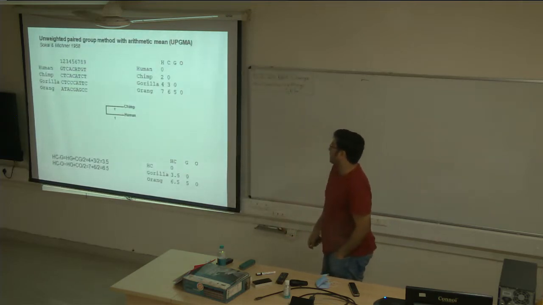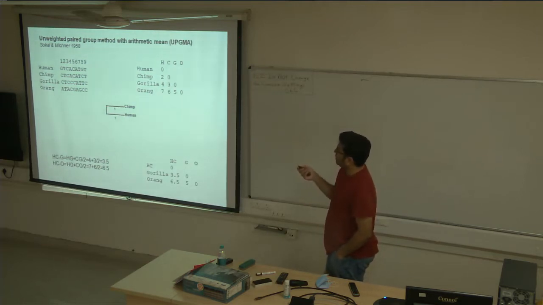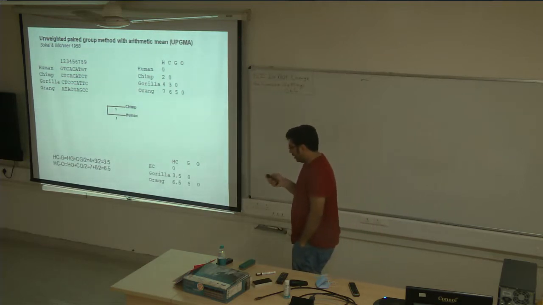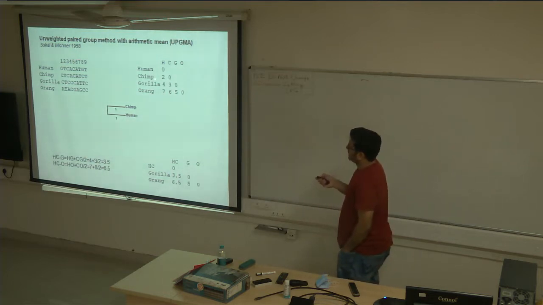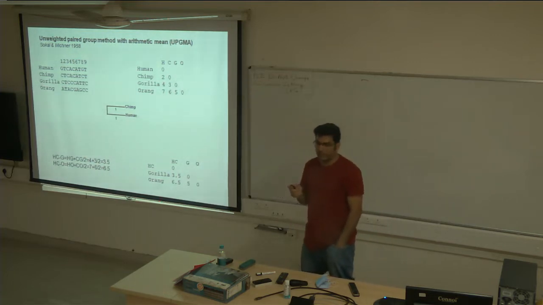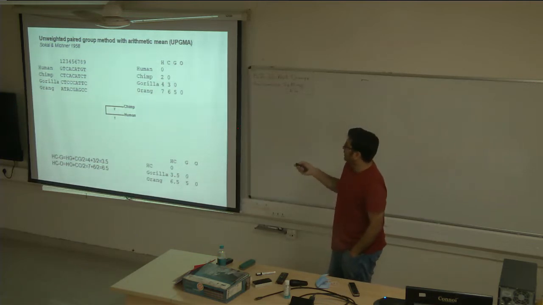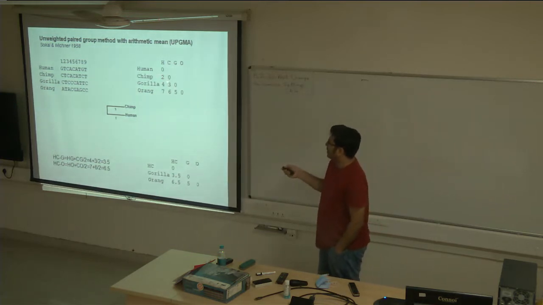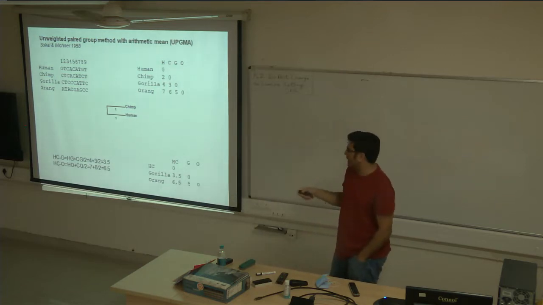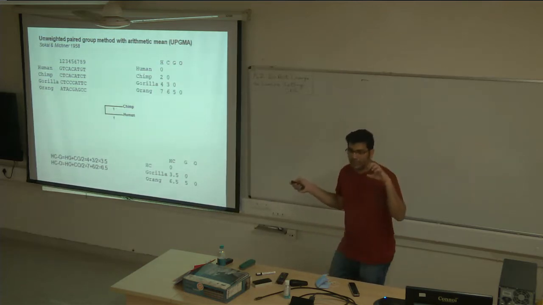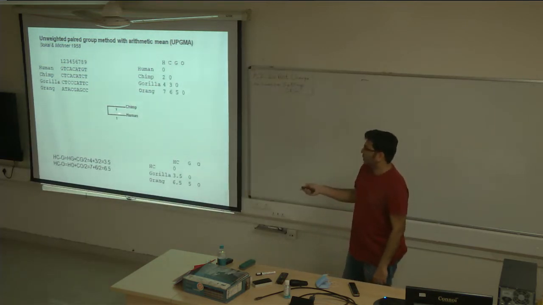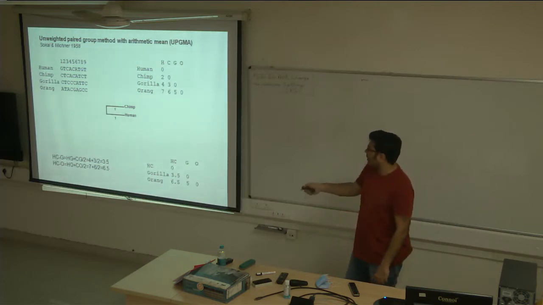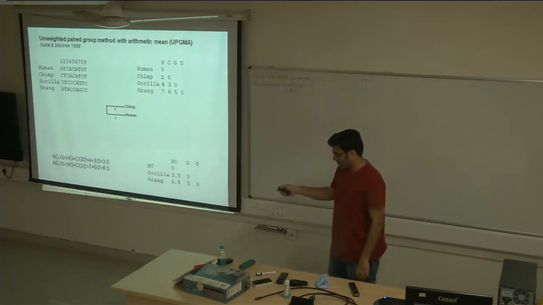This UPGMA method stands for unweighted pair group method with arithmetic mean. Now you have this distance matrix. What you do is you pick the 2 taxa with the lowest difference or distance. In this case, human and chimp are the 2 taxa with the lowest distance. UPGMA will put human and chimp together, divide this difference by 2 and assign 1 on each branch. Okay. So that's your human chimp distance.